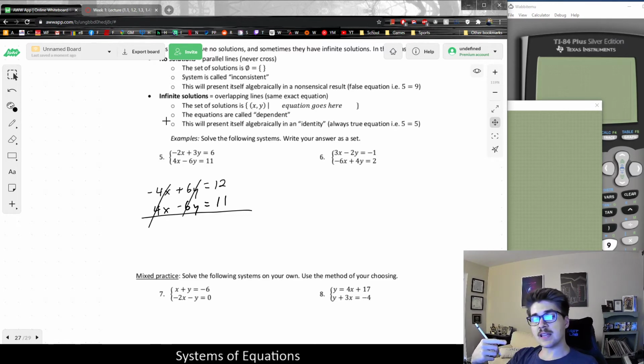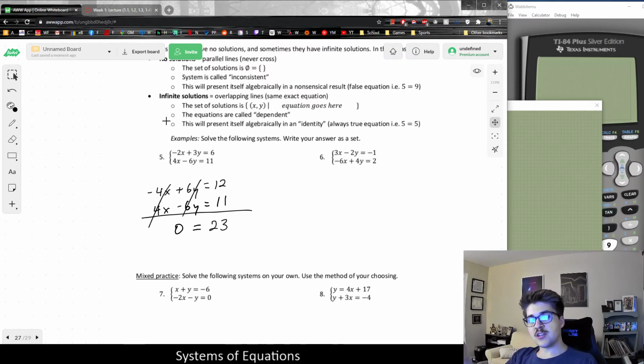This is one of the ways that you can recognize when a system will have a weird answer: if both x and y eliminate, then you're not going to come up with a singular answer. You're going to run into something weird. In this case, that all leaves me with 0, because that's all that's left when everything is gone. And then 12 plus 11 is 23.